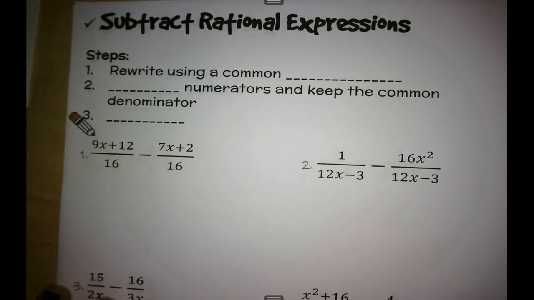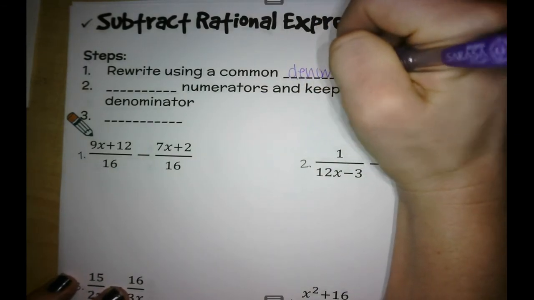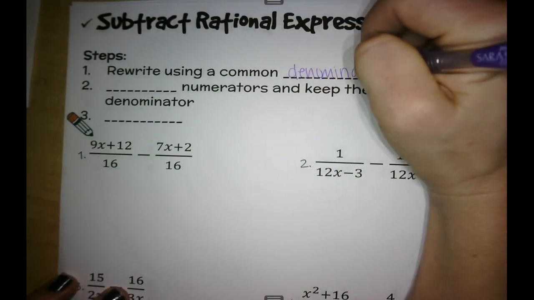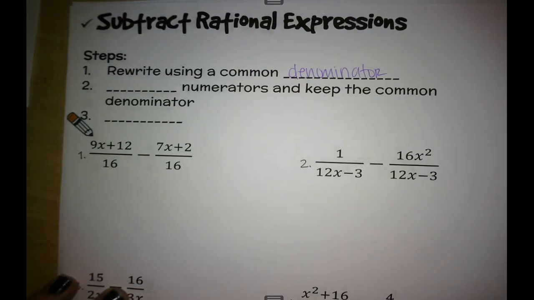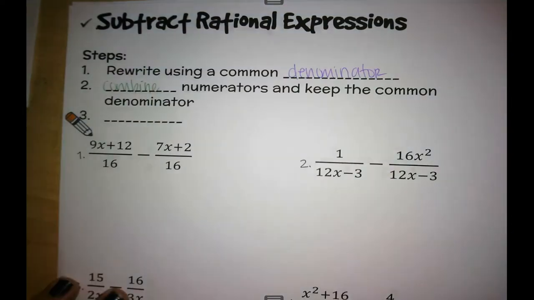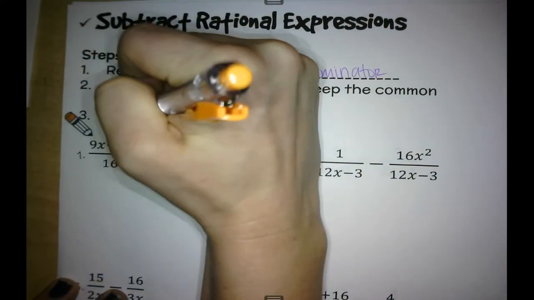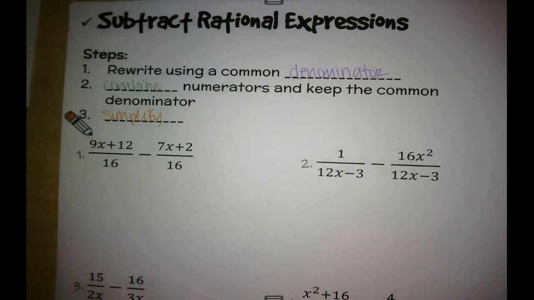So we're going to do the same thing, but with our rational expression. So we're going to have the same steps as adding. We need to rewrite using a common denominator. And then we're going to combine our numerators or combine like terms. And then we are going to simplify. The only thing you need to make sure of when you are combining your like terms is your signs.